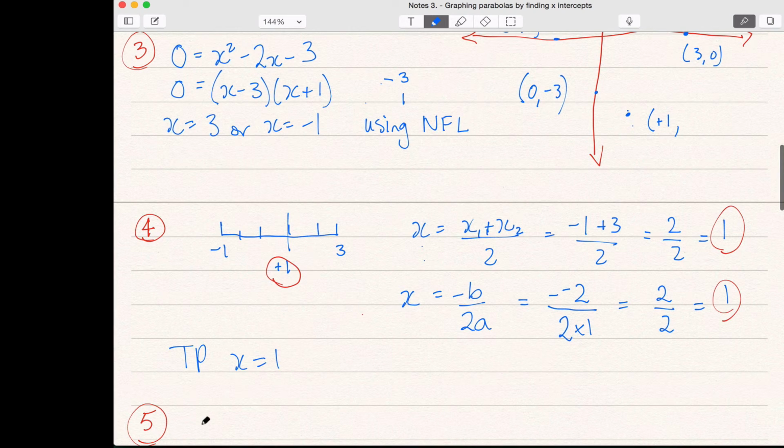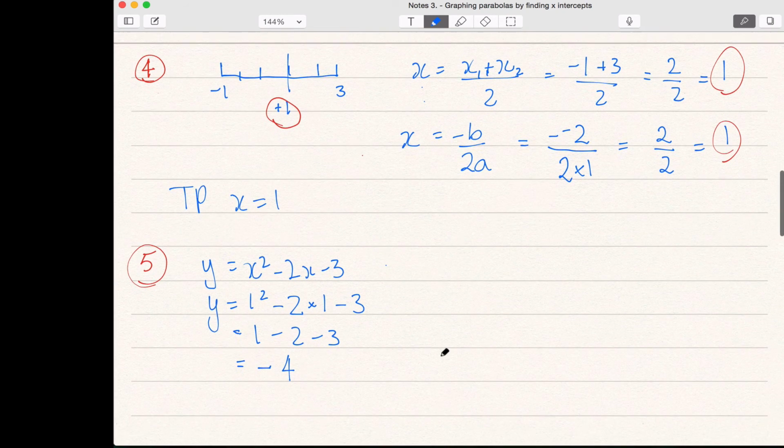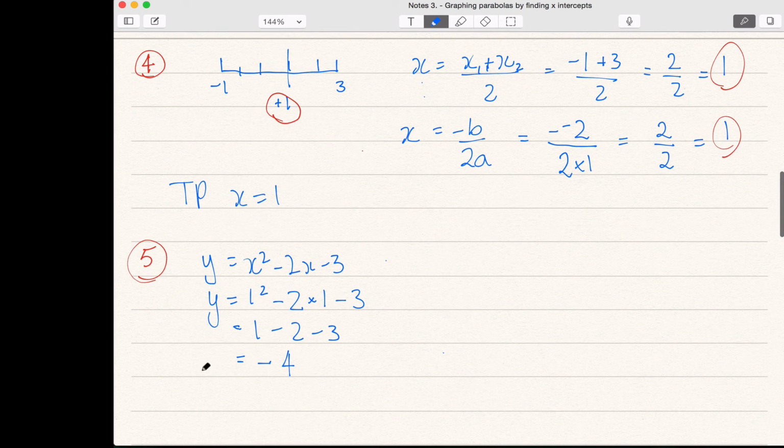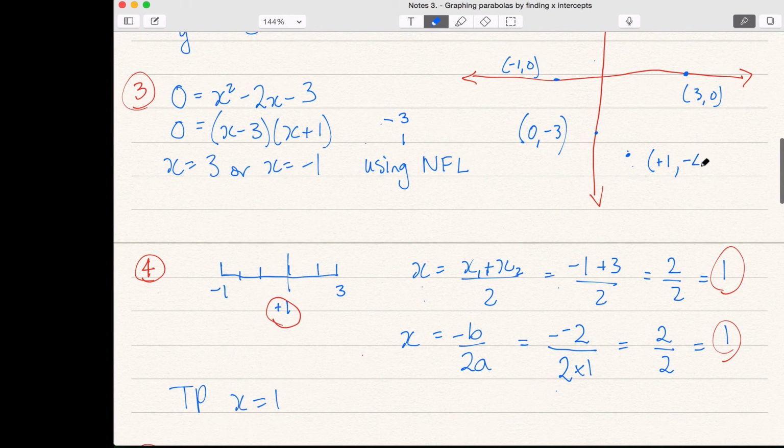So here's my original equation. y equals x squared minus 2x minus 3. y equals 1 squared minus 2 times 1 minus 3. 1 minus 2 minus 3, which equals negative 4. When you've got that y value, you can add it in here.